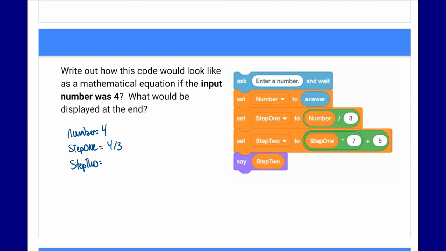Then step 2 says, okay, we're going to take 4/3. We're going to multiply it by 7 and then add 5. So here we get 28 over 3 plus 5. Let's work with the decimals because that's what Scratch is going to give us anyways. So 28 divided by 3 is 9.3 repeating plus 5. We end up with 14.3 repeating. And so our display at the end should say 14.3. Might be 14.33. Maybe we'll do the repeating sign. I'm not exactly sure what sign it'll show.